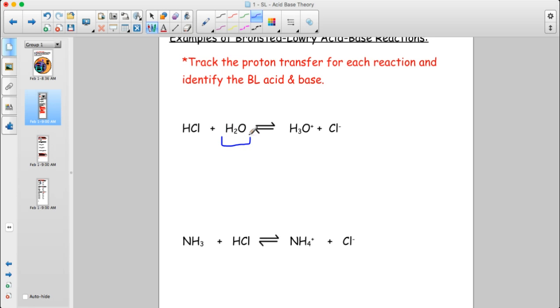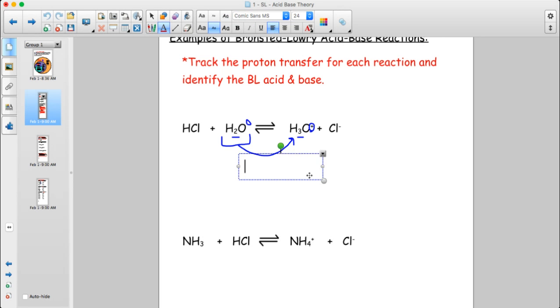If I start with water, when water goes to the other side, it picks up an H plus. It goes from being H2O to being H3O, and it goes from having no charge to having a positive charge. Those are two pretty good signs that it has gained an H plus. So in this case, the water is acting as a Bronsted Lowry base. It accepted an H plus, or a proton.